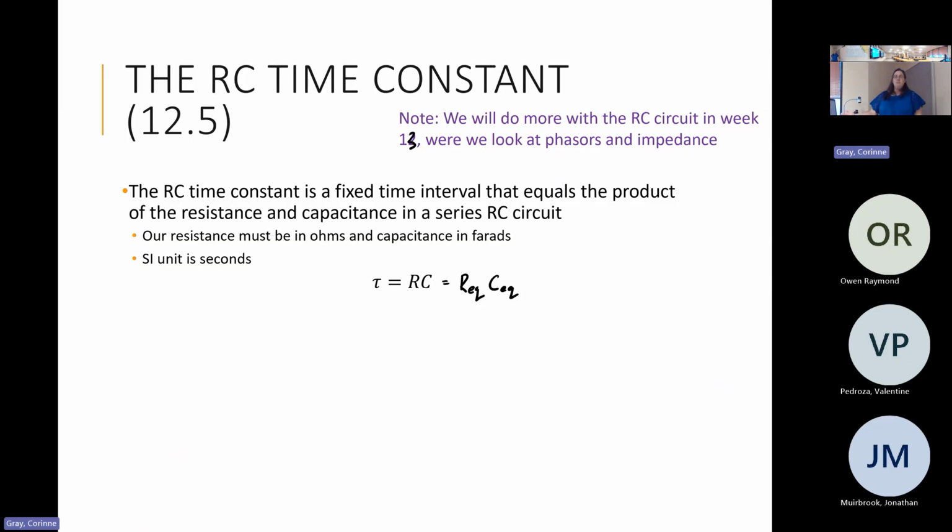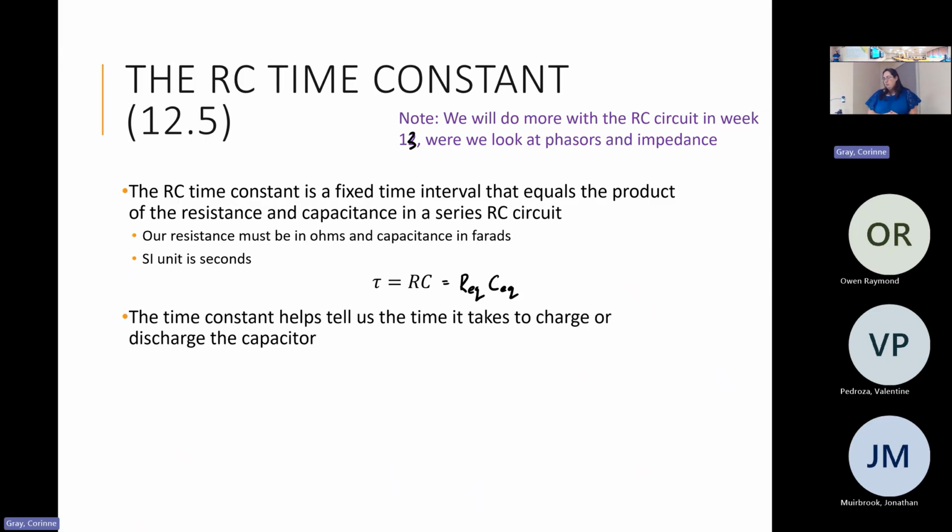So you might be asking yourself, you can multiply two values together. I've seen you guys do it so far in this semester, so I'm not terribly worried about you being able to multiply. So we want to think about why this time constant, what about it is special? The reason it's special is it's going to help us figure out what's considered close enough to being fully charged or fully discharged.